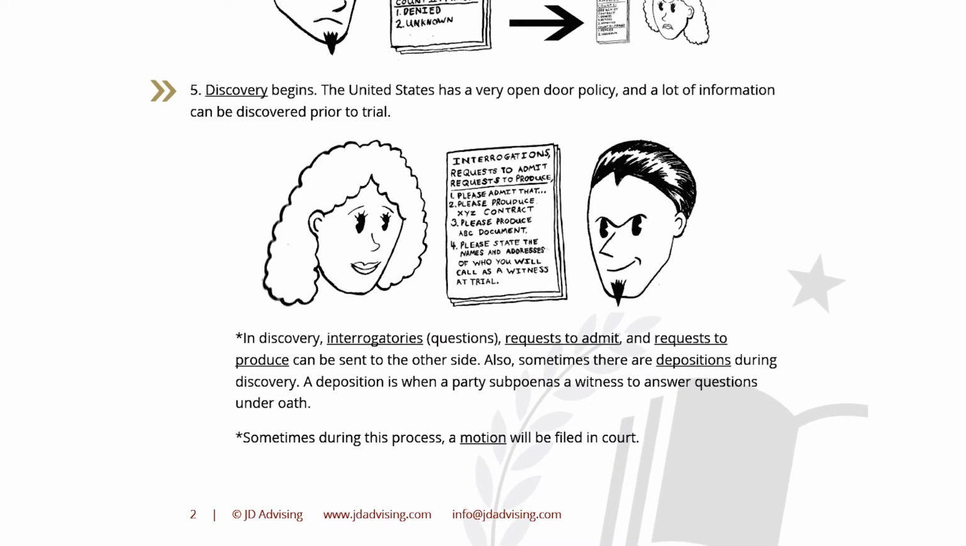Next, discovery begins. So this is when information is being discovered. The United States has a very open door policy for discovery, and a lot of information can be discovered prior to trial. So the plaintiff can send, or the defendant can send, interrogatories. This is a fancy way to say questions. Is it true that blah, blah, blah? Request to admit. Please admit that you agreed to pay me $10 an hour to do X, Y, Z. Request to produce. Please produce the contract that we initially signed. Okay, so all of these can be sent to the other side.